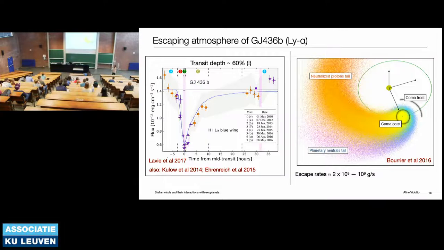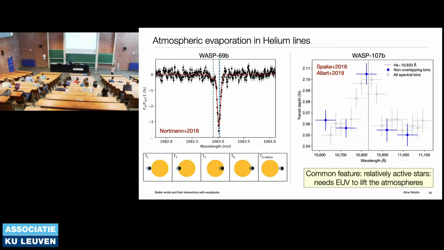The interpretation is that your planet is losing mass, and as it goes around the star, it develops this comet-like tail. And this comet-like tail is then what is absorbing the light of your star in Lyman alpha, and you can estimate the escape rates in grams per second. So that's one idea to directly detect atmospheres of planets.